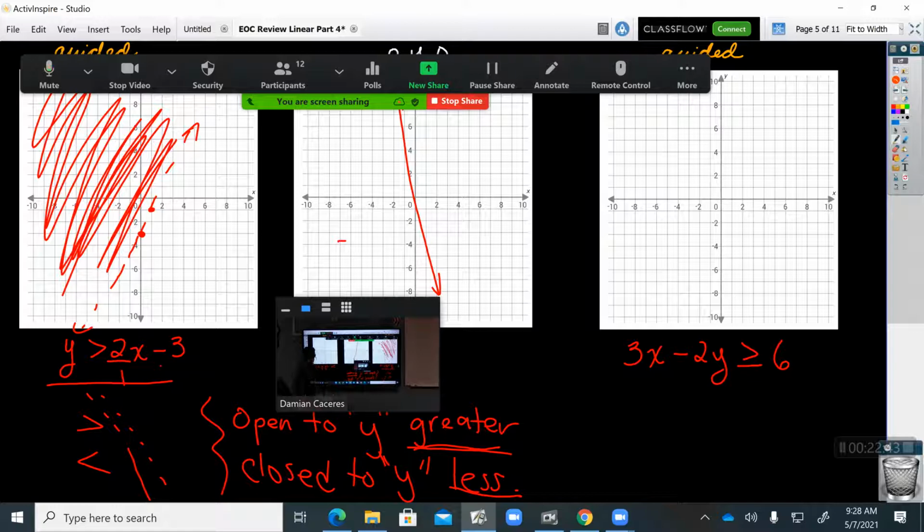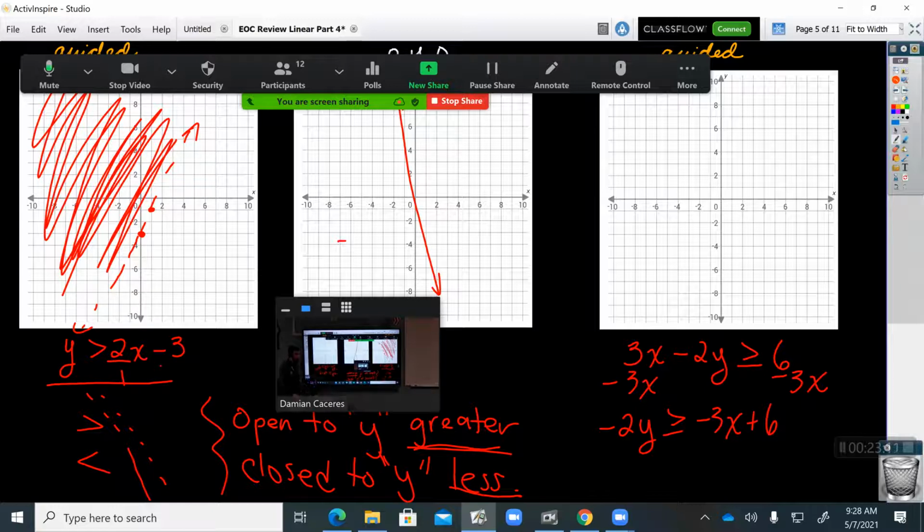On number 3, this is the one difference between solving equations and inequalities, the flipping of the inequality symbol, which is going to happen here. So, same 2 steps. Subtract 3x from both sides. Then you're going to divide by the coefficient. But let's bring everything down first. Negative 2y is greater than or equal to negative 3x plus 6.